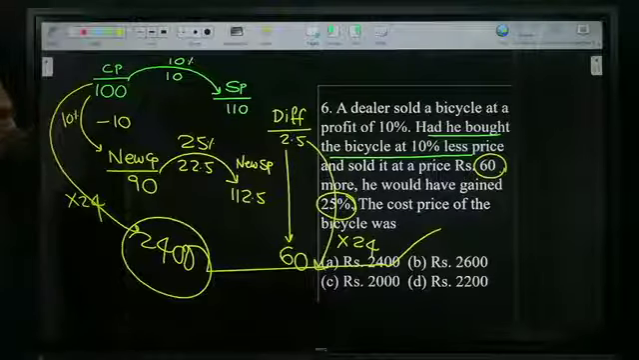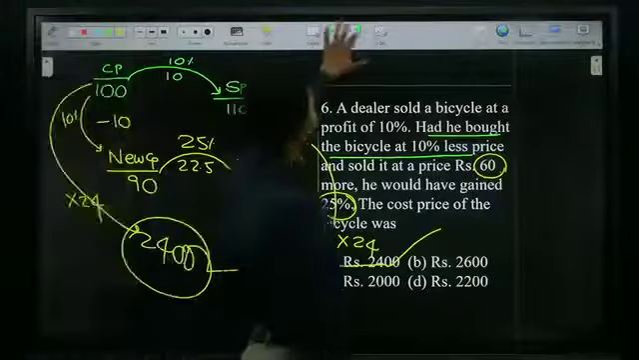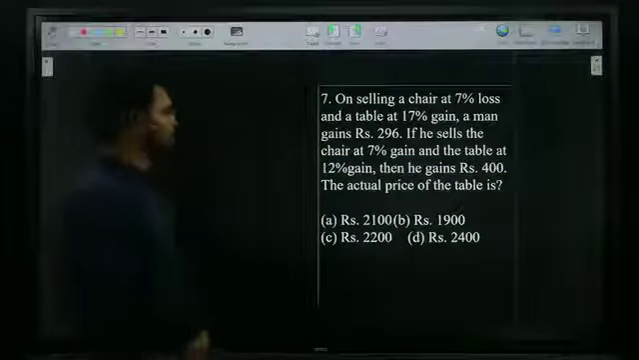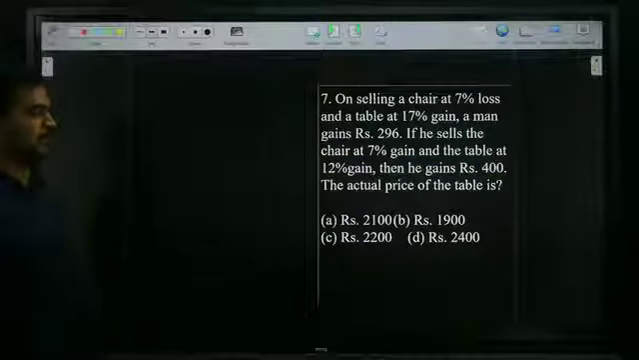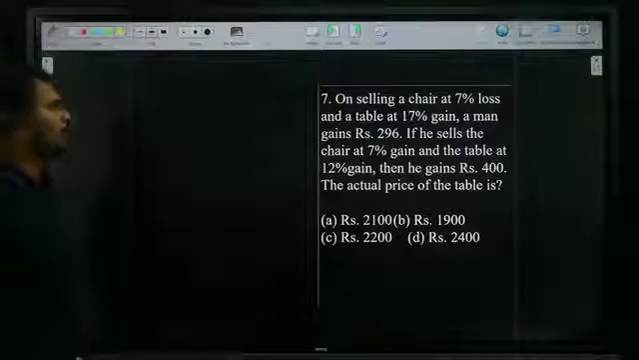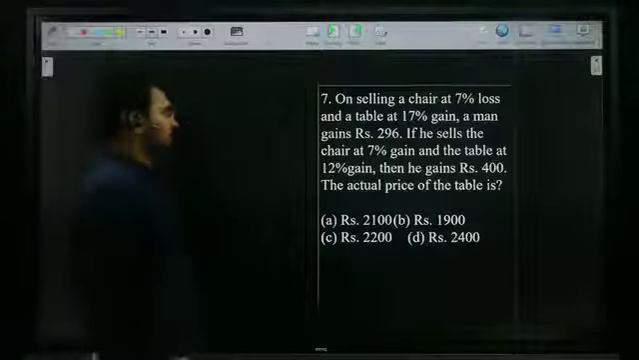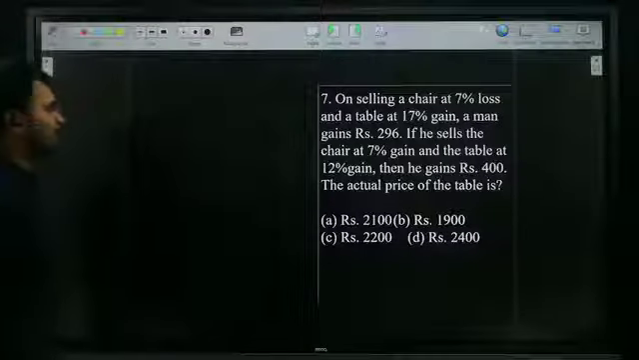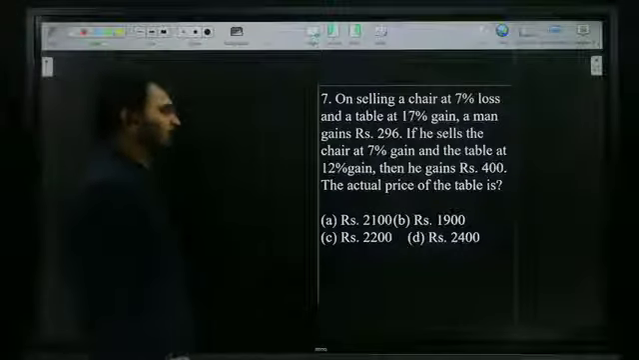Shall I go to the next question? Just try to read this question, the seventh question. On selling a chair at 7% loss and a tablet at 17% gain, a man gains 296.